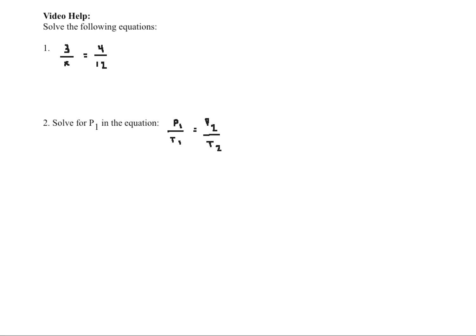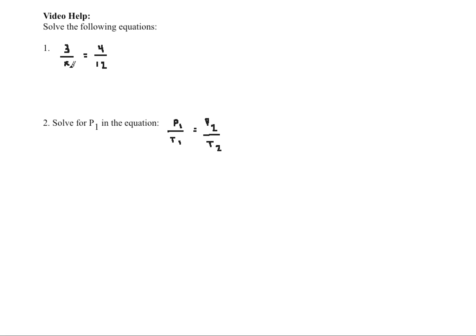In this problem, it's asking you to solve the following equations. For number one, what you're going to be solving for is x. Now, a common mistake that students will make is to say, all I need to do to solve for x is multiply 3 by 4 and then divide by 12. I'm not sure where that misconception arose from, but that's not correct.